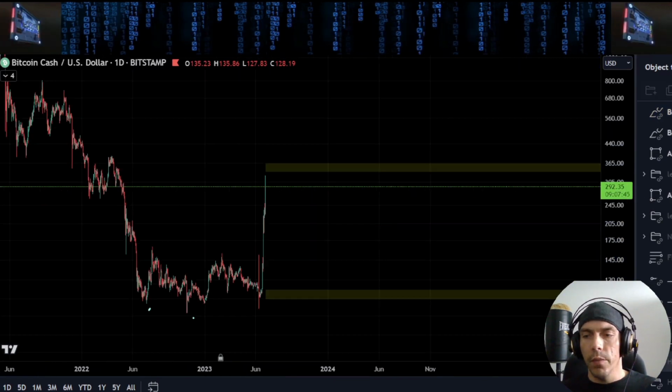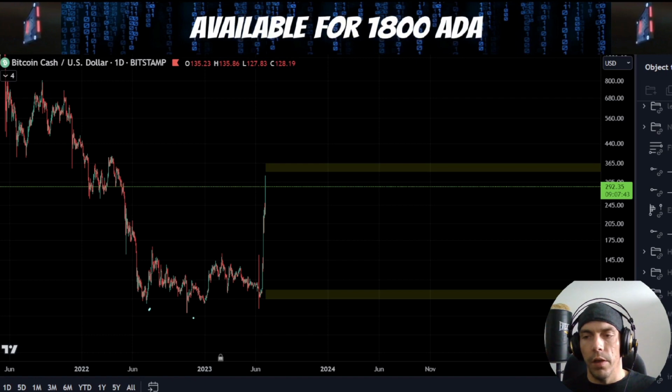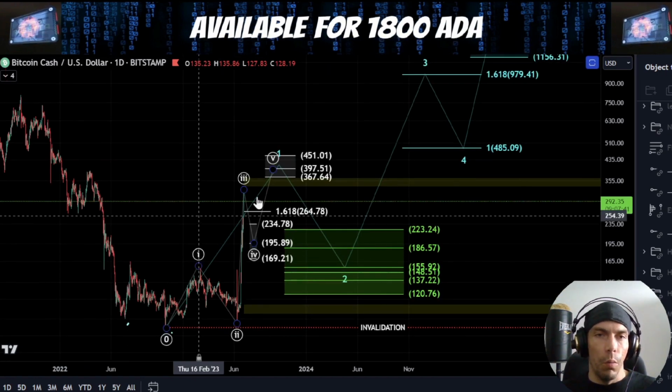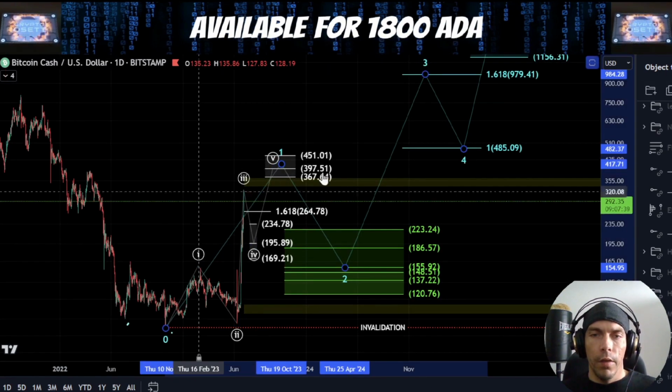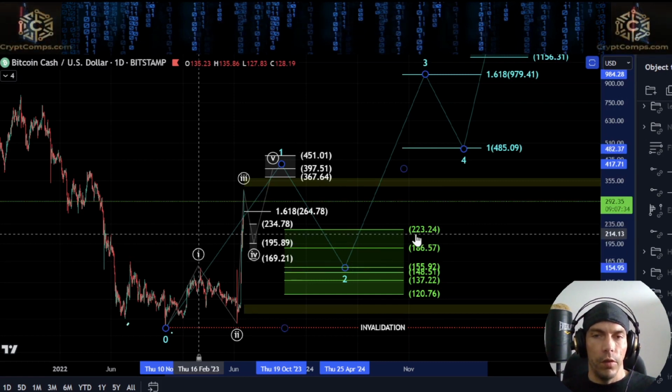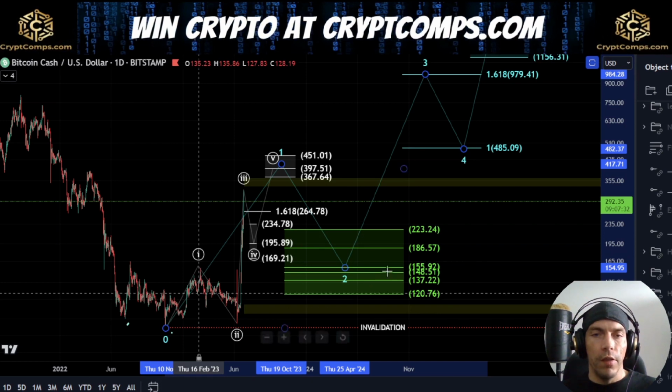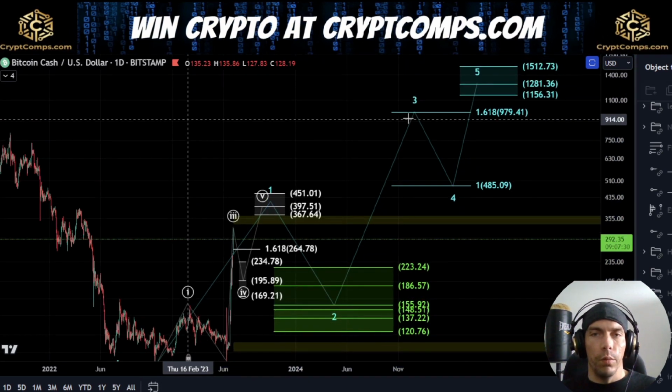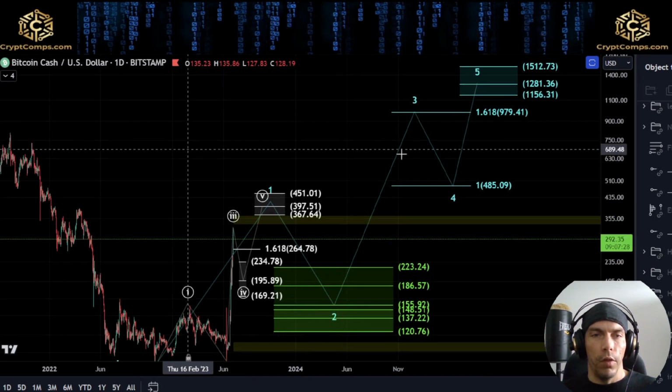Ideally, what we want to see is something like this, where actually this whole move here becomes this wave 1. Then we see a retracement down into some of these lower levels here, between this 223 to this 120 level, and then looking for that possibility of that additional 3rd wave to the upside here.